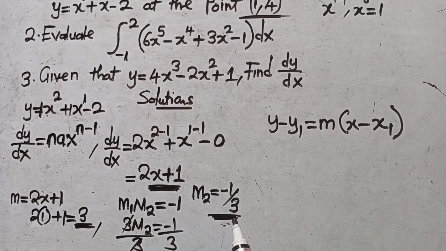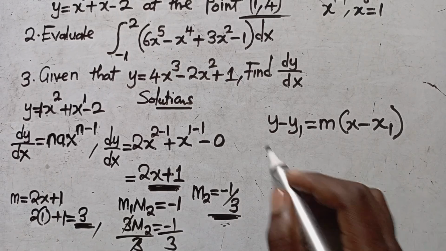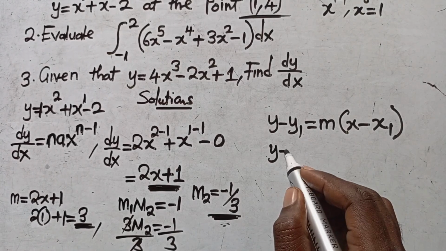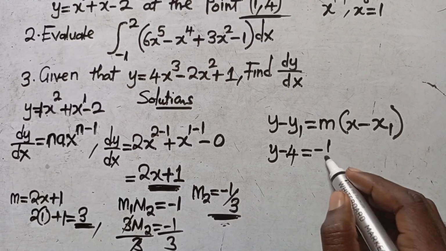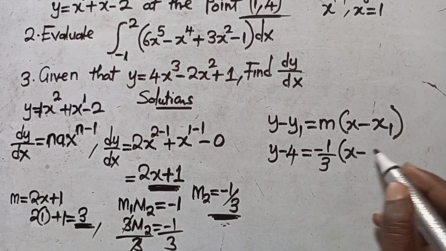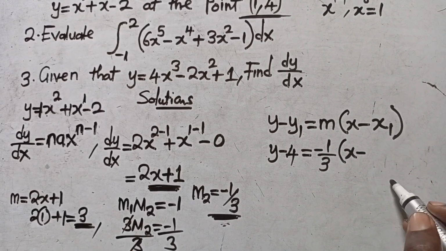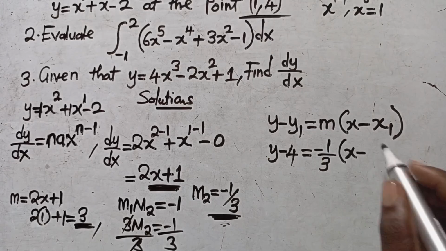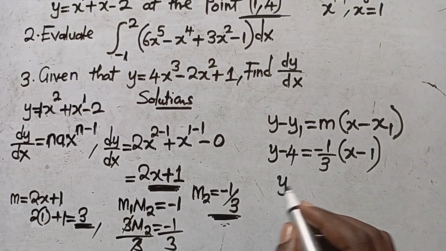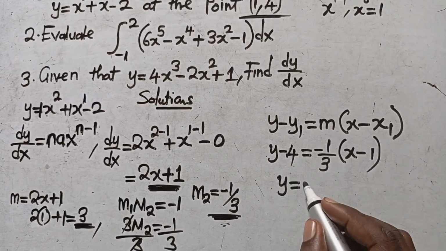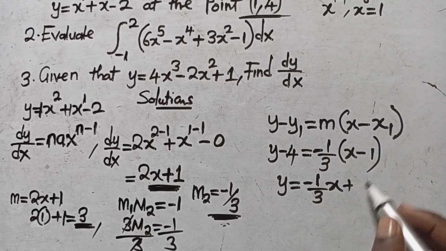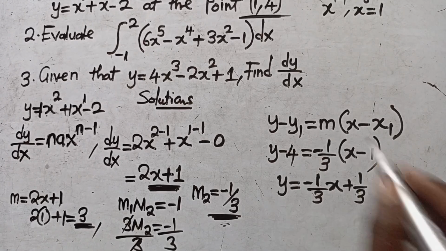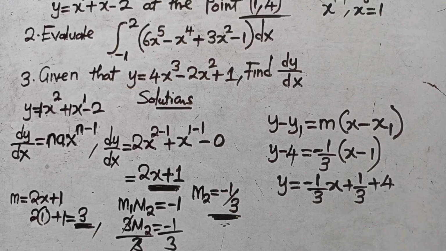This is the gradient I'm going to use for the equation of the normal. So I just need to substitute now. y minus, what is y1? y is 4, so I put 4, which is equal to, what is the gradient? Negative 1 over 3, x minus, what is x1? 1. I put a 1 there. I do this. This is y is equal to, this 4 goes the other side. Negative 1 over 3x. Negative times negative is positive, times 1, 1 over 3. When this one comes this side, it becomes positive like that.